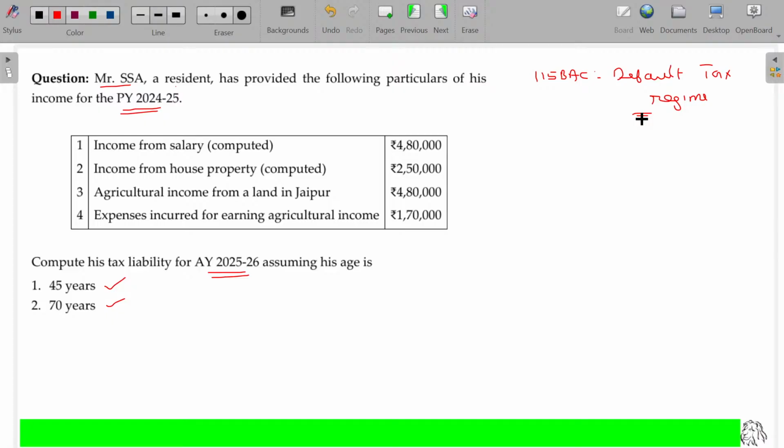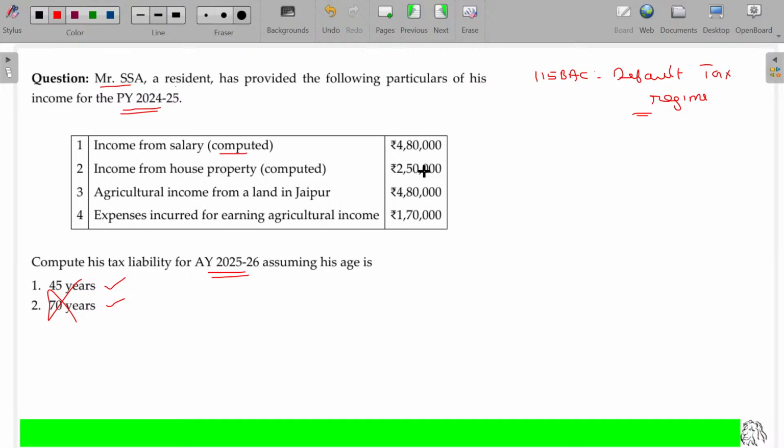In case of the new tax regime under section 115BAC, named as the default tax regime, up to 3 lakhs no tax, and 3 lakhs to 7 lakhs 5% tax will be leviable. Beyond 7 lakhs up to 10 lakhs 10% will be leviable. Thereafter 10 to 12 lakhs 15% will be leviable. That you know. So now I am going to use the default tax regime. So age is not a matter for me. In both the cases, the answer will be the same.